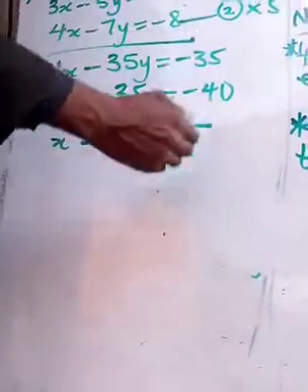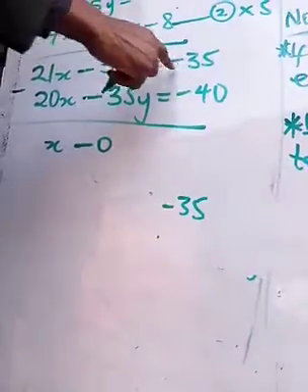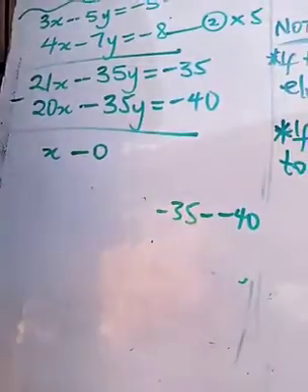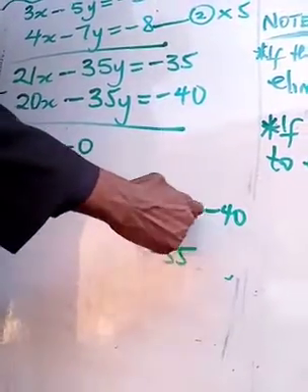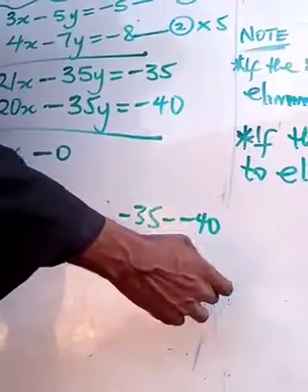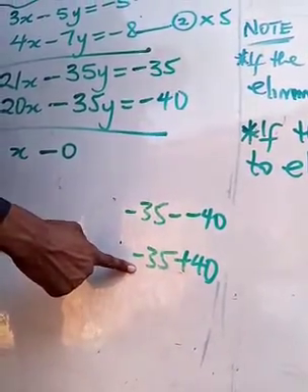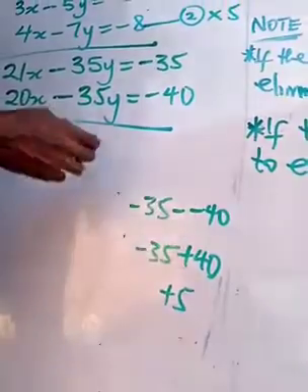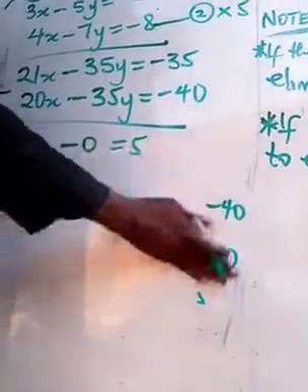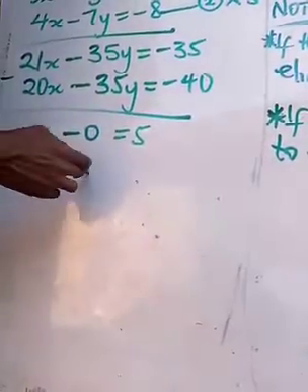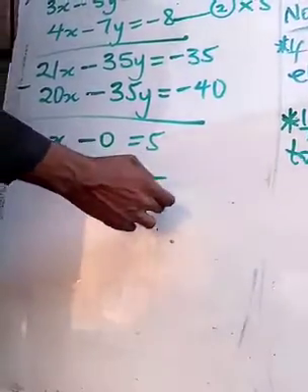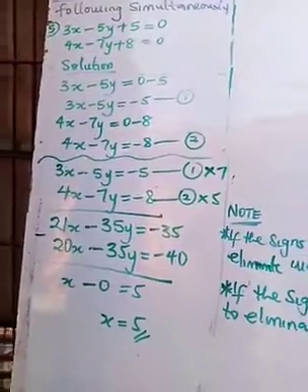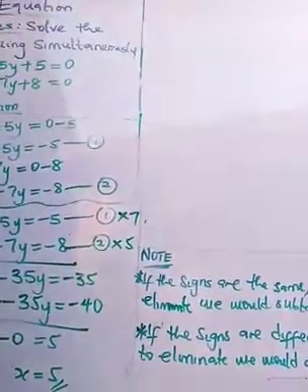Then the next one, minus 35 minus 40. So this is minus 35, minus times minus, that's plus. So you are owing somebody 35, but you have 40, so you can pay everything. If you pay everything, you still have plus 5. So this is 5. And if you remove nothing from x, you still get x. So that means x is equals to 5. X is 5. So now that we found x, we can use it to look for y.